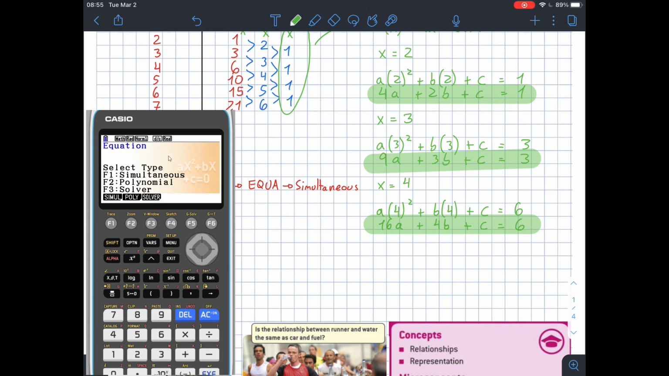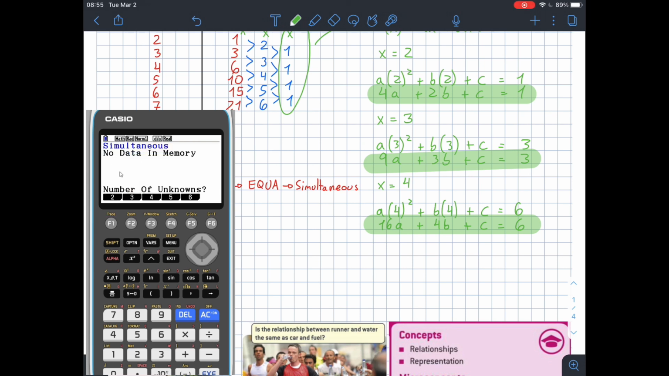Simultaneous is this case where we have many variables and a system of equations with many variables. Polynomial is when we want to find the roots of a quadratic function, for example, or of a cubic function, or whatever type of function. And solver lets you solve any type of function. We're going to see all of these functions later on. But for now, we're going to be using simultaneous. You may want to try this with your calculators as well.